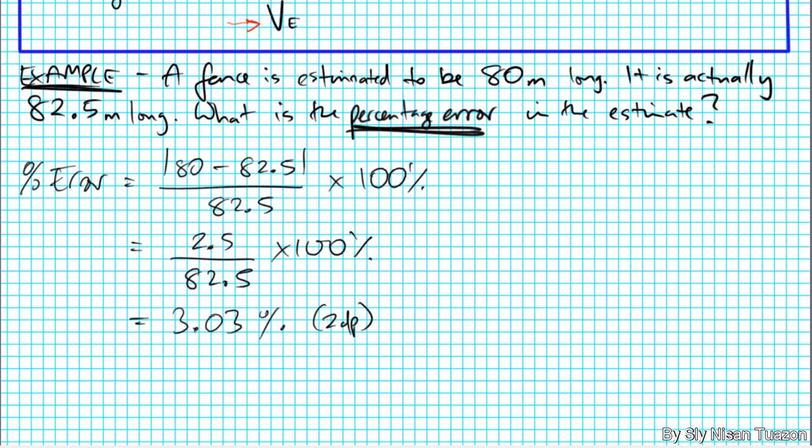So what we're saying is that the error of 2.5 meters compared to the actual size of 82.5 is actually 3.03% of that. So you're 3.03% out of the real measurement if you think that it's 80 meters.